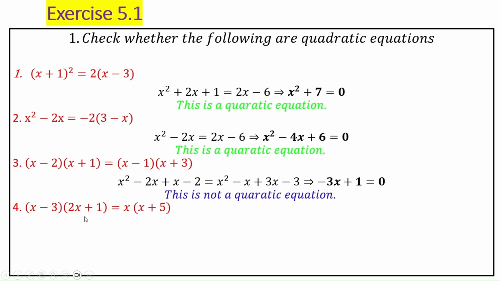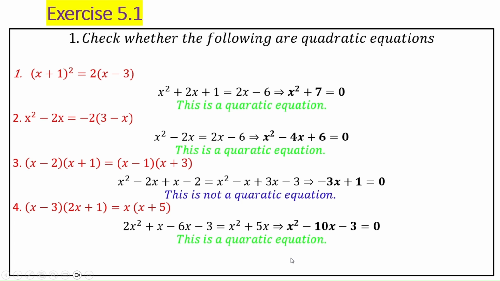Same way x minus 3 into 2x plus 1. So you have a 2x square on the LHS side and x square on the RHS side. So you are left with a x square term. So it's a quadratic equation. Okay, x square minus 10x minus 3 equal to 0. Okay, so template is same. You have to expand, bring everything to the same side and simplify the terms.